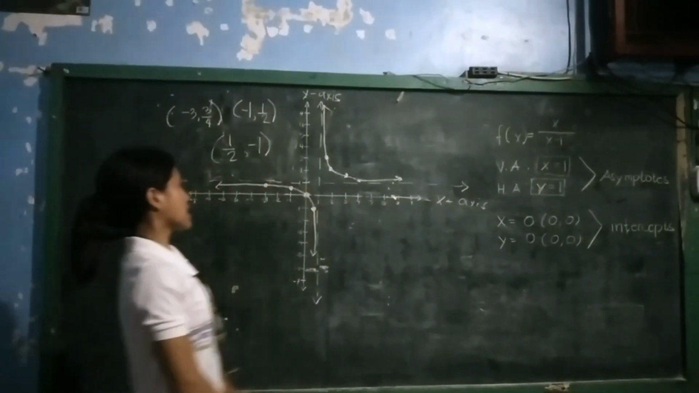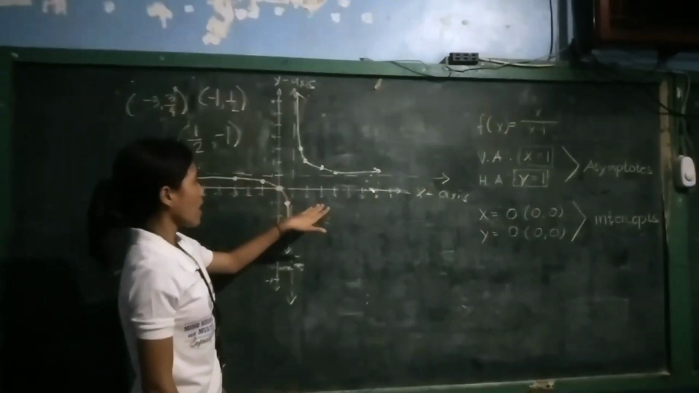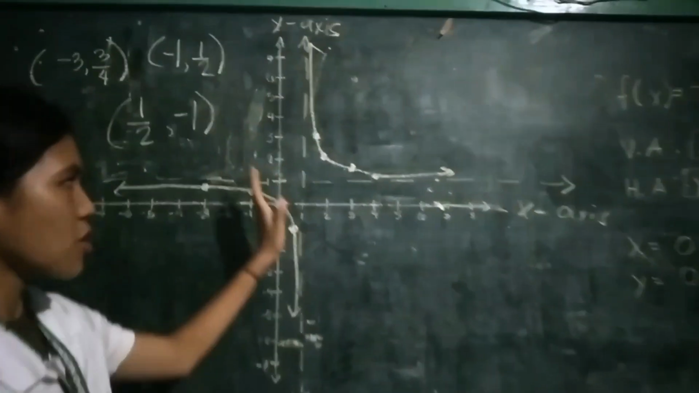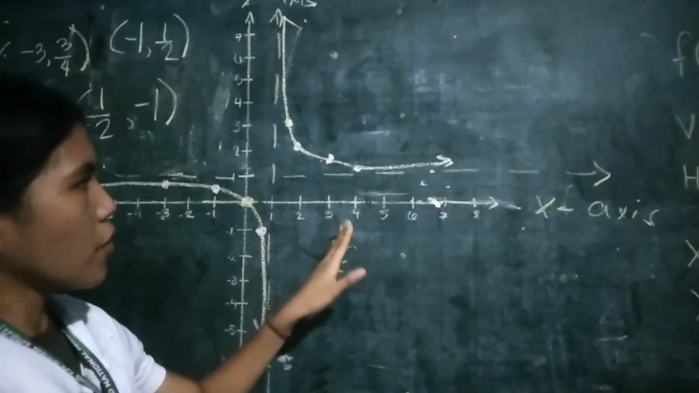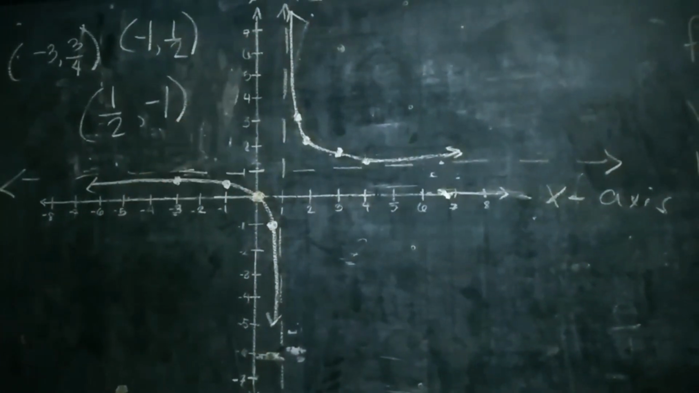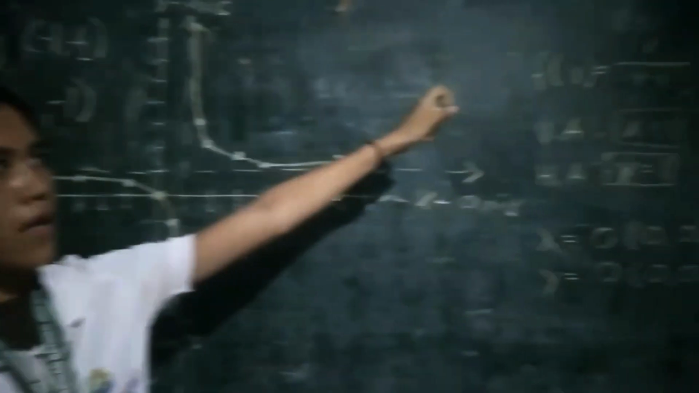Same process. If your x is 2, substitute. If your x is 1/2, substitute. If your x is 3, substitute 4 again. Then plot and you get the graph of the rational function in this form. So this is your graph.